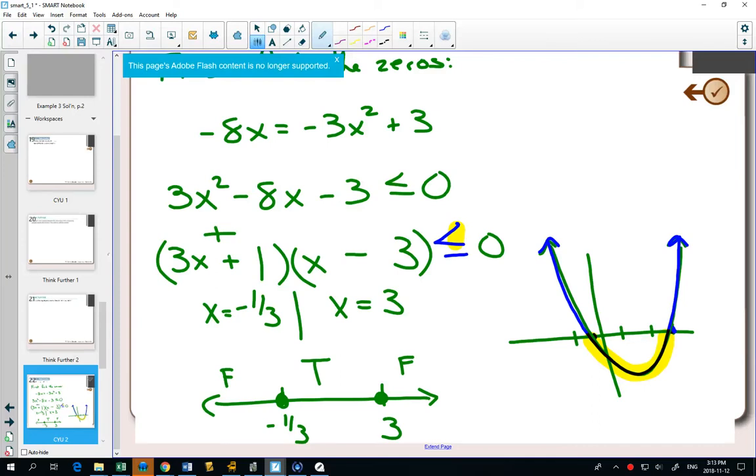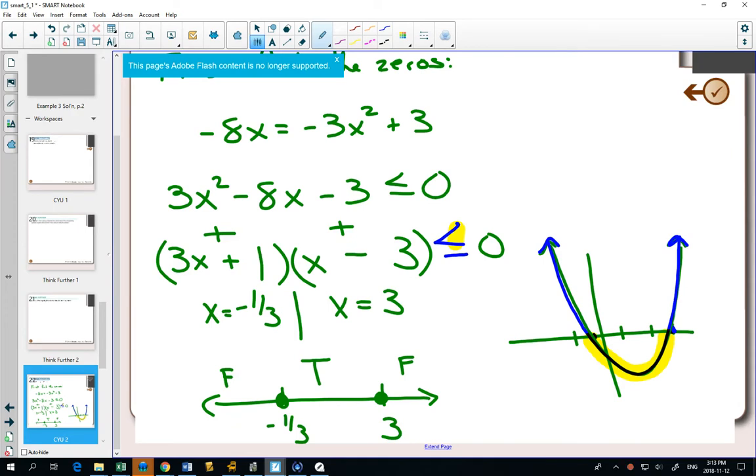And if I plug 5 into this set of brackets, 5 minus 3 is 2, it's also a positive number. What happens when you multiply a positive number times a positive number? You get a positive number. Will it be less than or equal to 0? No. So we can tell that this section to the right of 3 is going to be false. And you can pick any number, and if one is false, they'll all be false. Because if we look at the graph, if you pick any number in this section here, it's all above the y-axis.